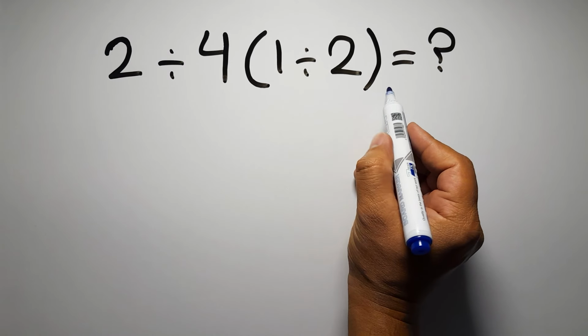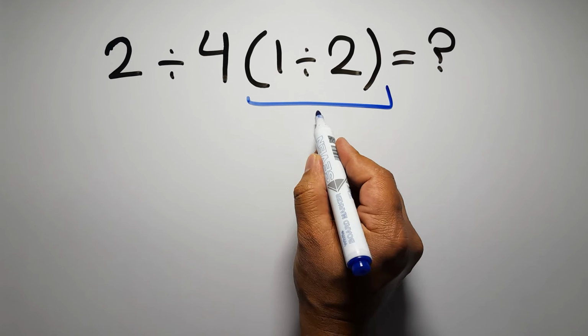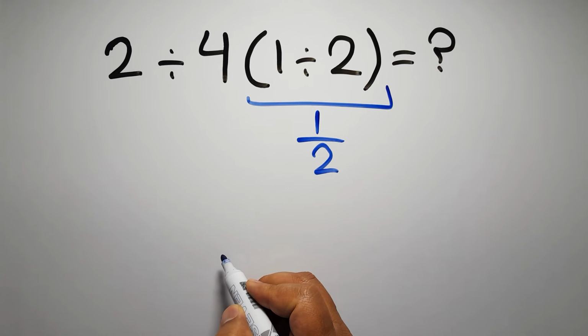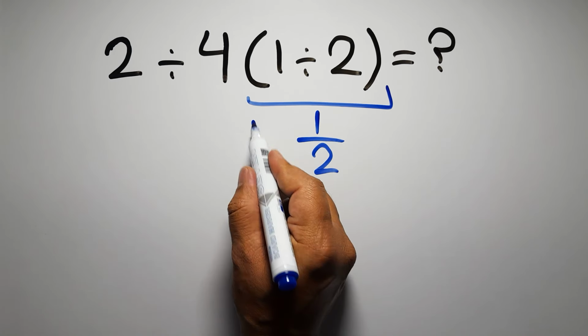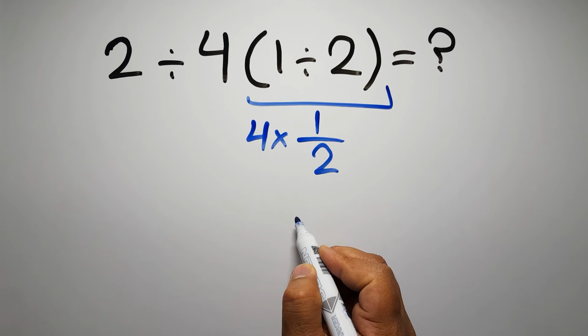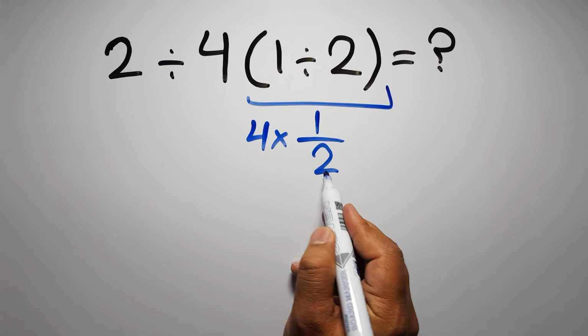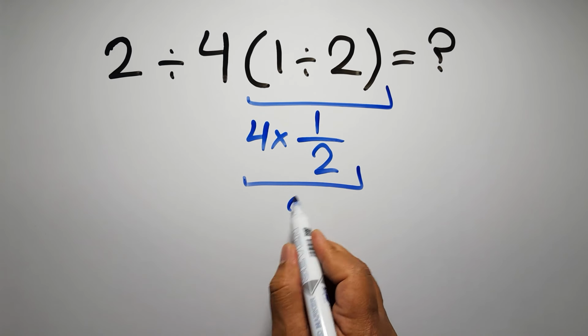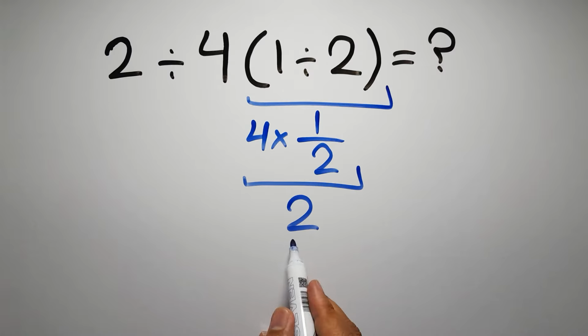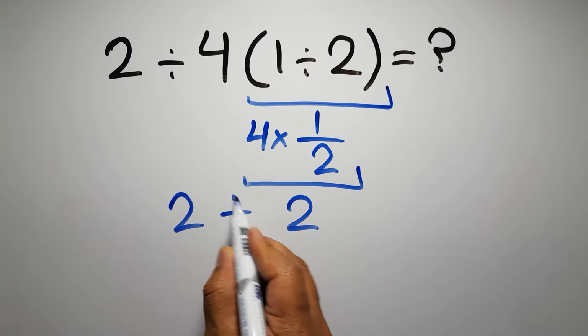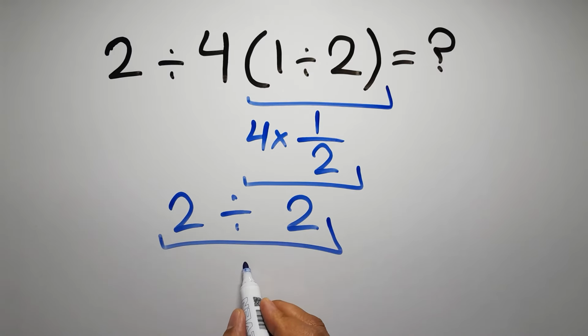1 divided by 2 can be written as 1 over 2. And 4 times 1 over 2 is the same as 4 divided by 2, which equals 2. So 2 divided by this, 2 divided by 2, is equal to 1.